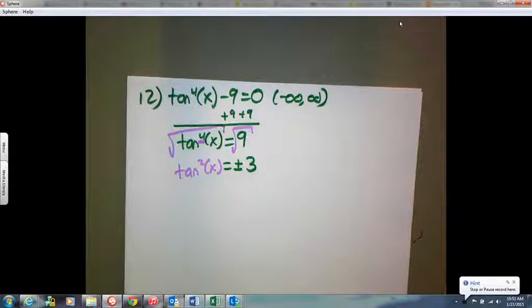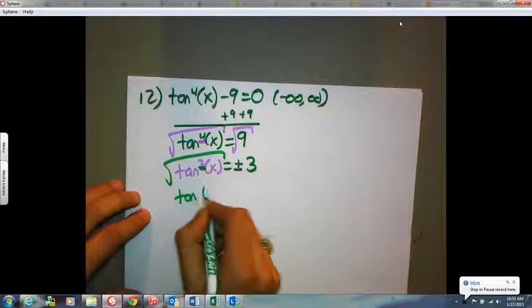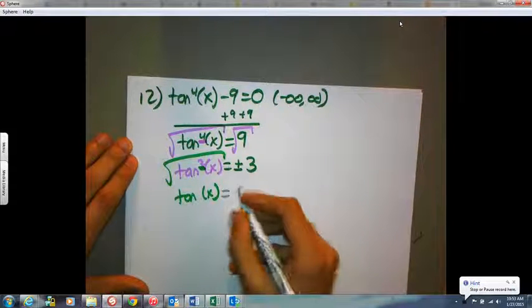So it's always plus or minus? Anytime you take a square root. Every single time you take a square root. Now we have a squared, so let's take the square root again. Tan x, take the square root again, plus or minus root 3.